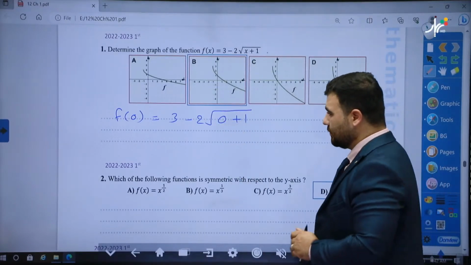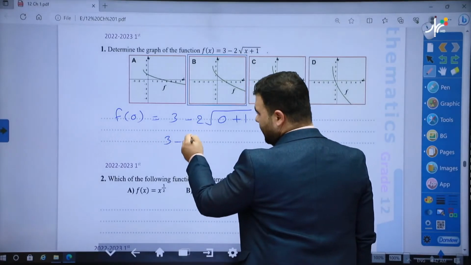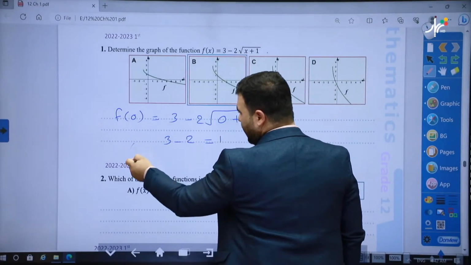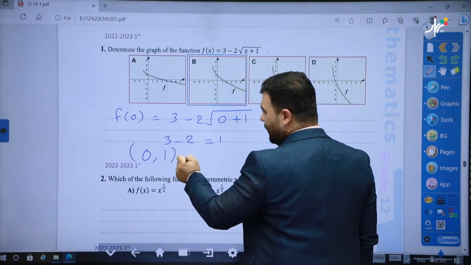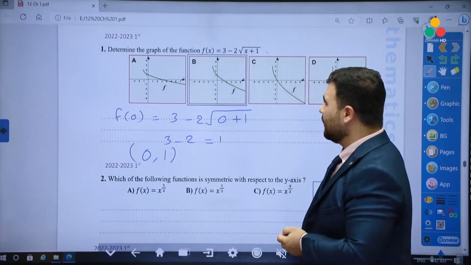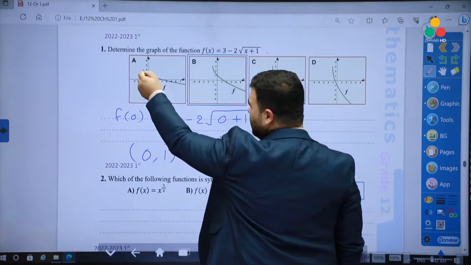1 times 2 is 2. So I have 3 minus 2, which is 1. When x is 0, y is 1. Which graph has this point? When x is 0, y is 1, it's here.